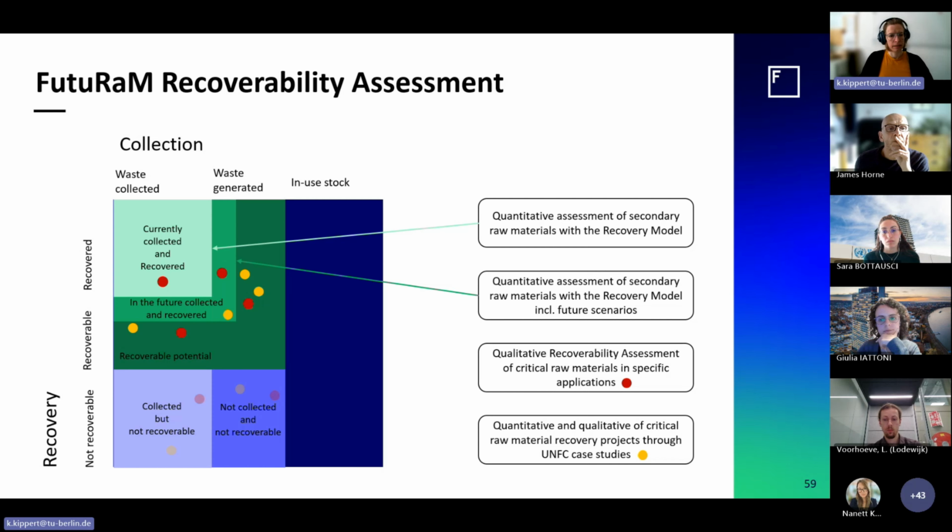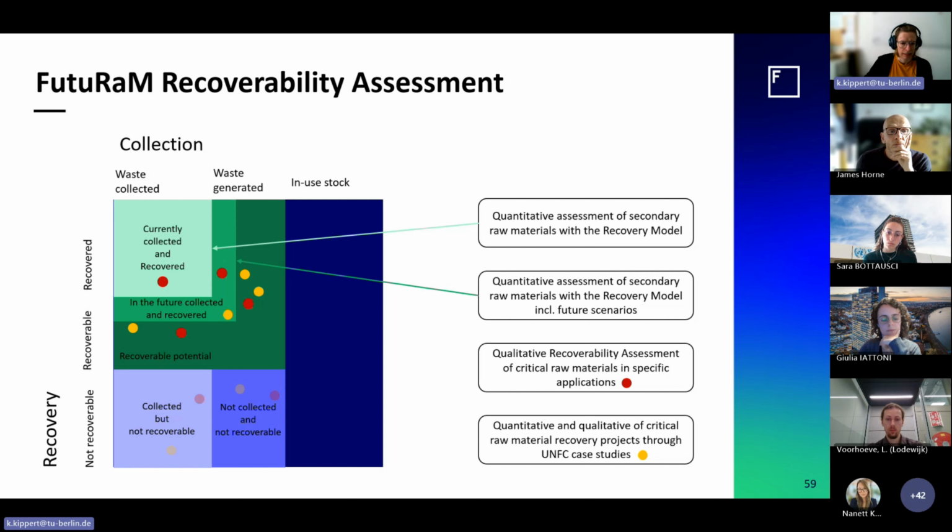So what Giulia just presented and what was modeled is what is currently collected and recovered. What we also modeled is what is in the future collected and recovered. Both were done in a quantitative assessment of the secondary raw materials with the recovery model. And for the future, it included the 3 different scenarios that were mentioned already. What we additionally have is a recoverable potential. So it is not recovered, but it could be if certain barriers are lifted. We have something that is collected but not recoverable, then not collected and not recoverable, and the rest which is in the stock.